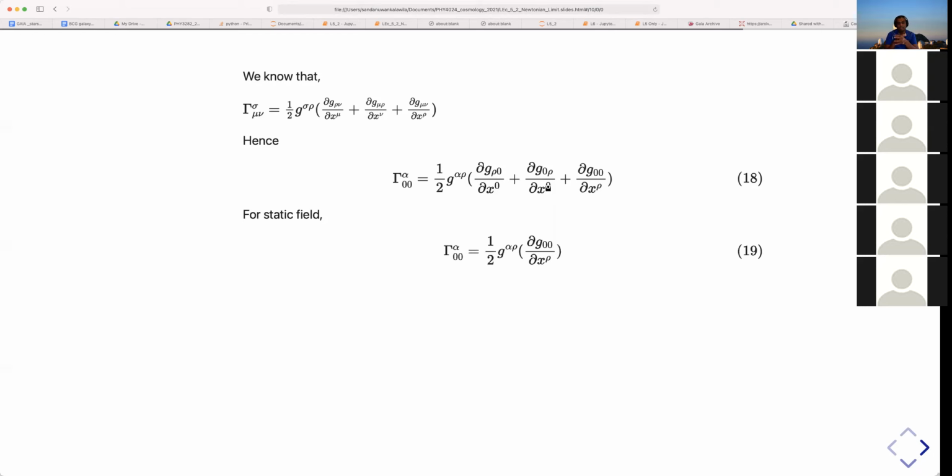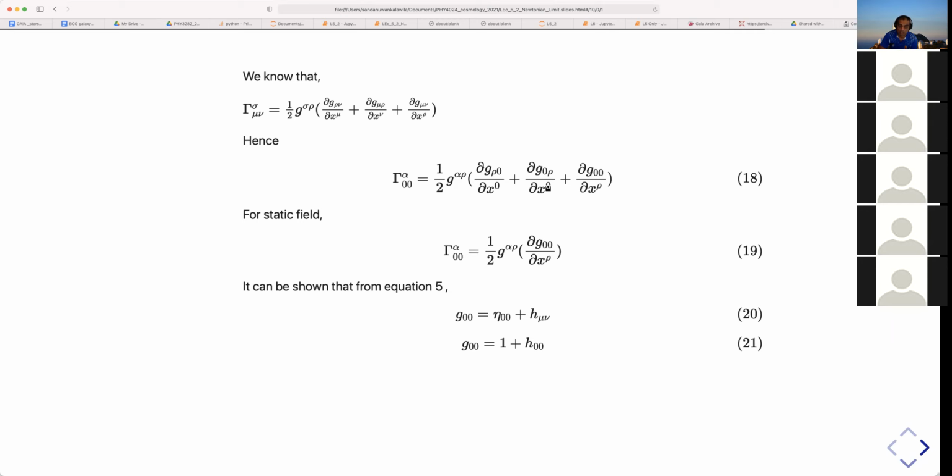Which means we will end up with only this first term, right? Half g alpha rho, and then this derivative right here. So you have reduced this complex equation up to this point where you can now try to find this derivative only. Let's see what that derivative is.